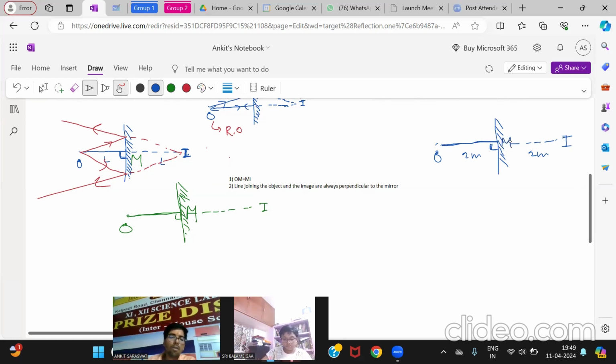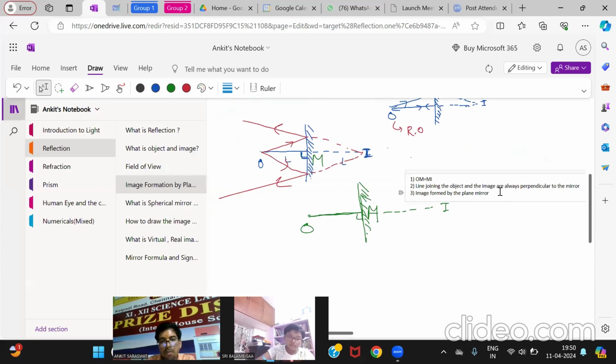So what is the characteristic of a plane mirror? You can write: third, image formation. Image formed by the plane mirror is virtual, erect. Erect means straight.